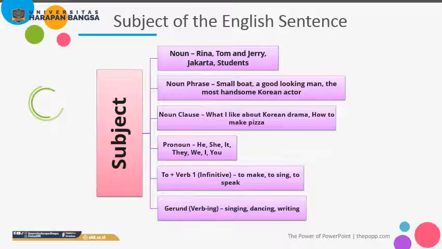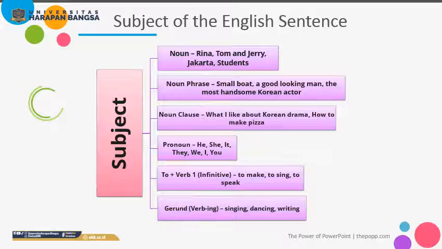Next, it is the same as to infinitive. It is actually the verb, but it functions as the noun or as the subject. It is gerund or verb ing. In bahasa Indonesia, gerund means kata kerja yang dibendakan. That means it is the verb but functions as the noun. That's why it can be functioned as the subject.